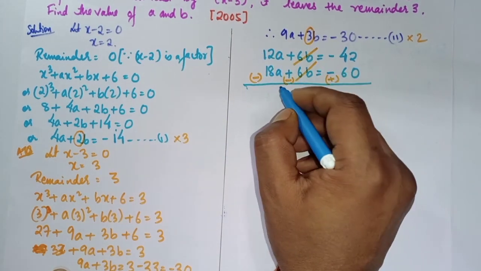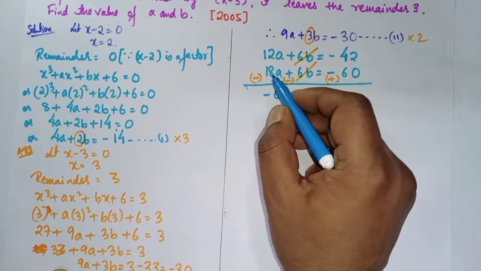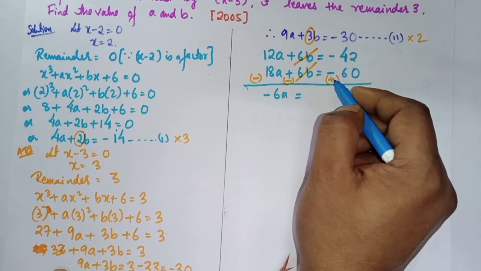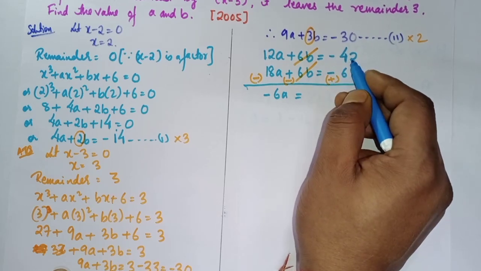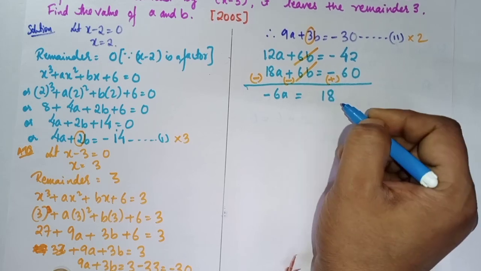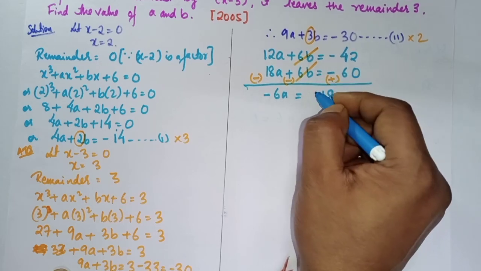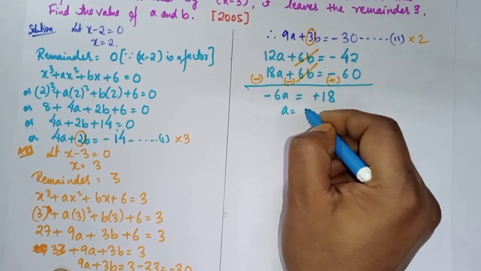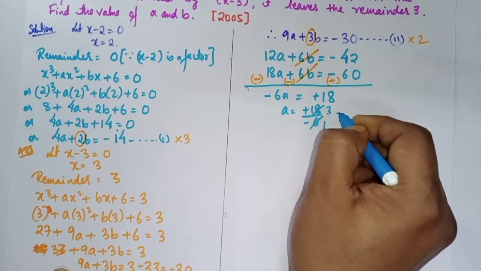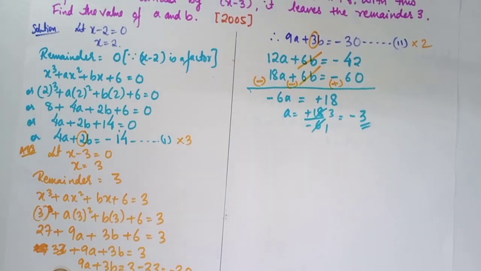So plus minus is minus. 18 minus 12, I'll get 6a. That means it's minus 6a, because 18 is bigger, so minus. Now minus plus: minus 60 minus 42. So 60 minus 42, how much will I get? 18. What will be the sign here? You can see 60's sign is plus, so it will be plus. Therefore a is equal to plus 18 by minus 6. 6 1s are 6, 6 3s are 18. Plus divided by minus is minus 3. So I got a equals minus 3.